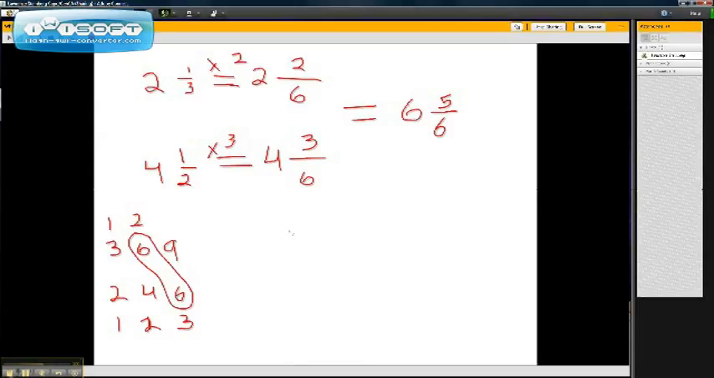Okay, so just to review, leave the whole numbers alone until you need to add or subtract them. Focus on the fractions first, find the common denominator, and then go from there.